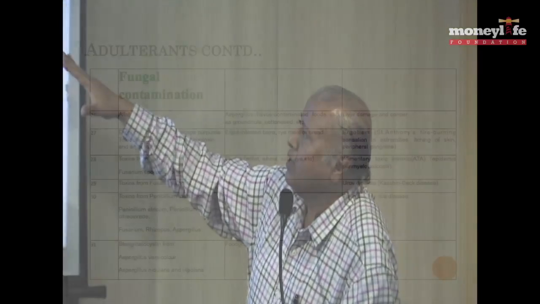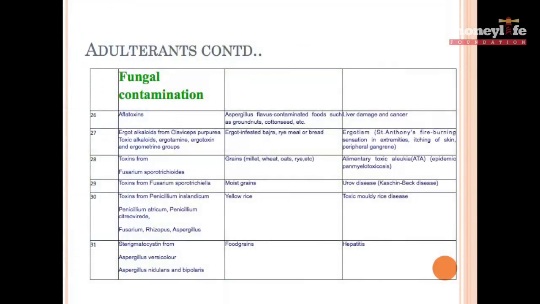So, it is normally with bajra that you see ergotism. Toxins from Fusarium porochitaisis. This is for grains. You have elementary toxic epidemic, elementary toxic aleukia. Toxins from Fusarium, again same moist grains.